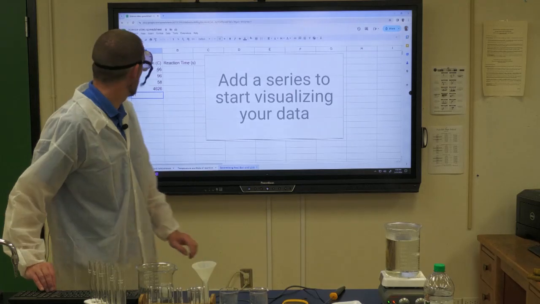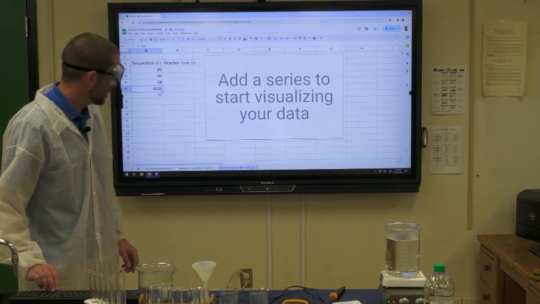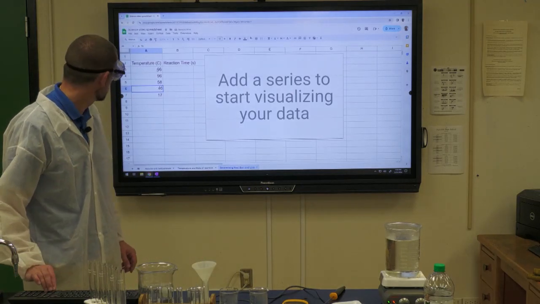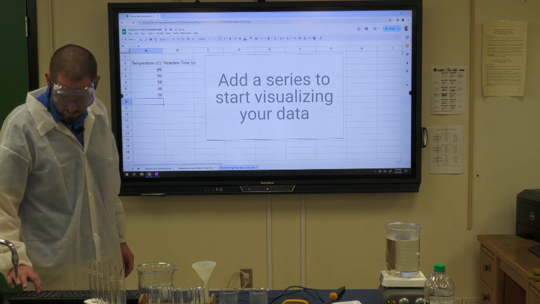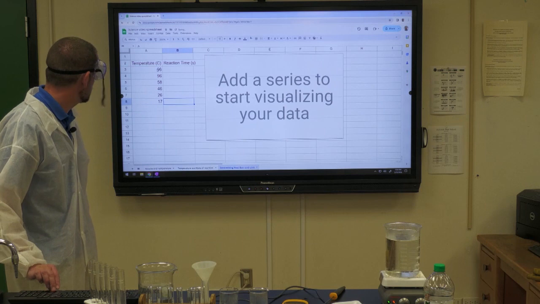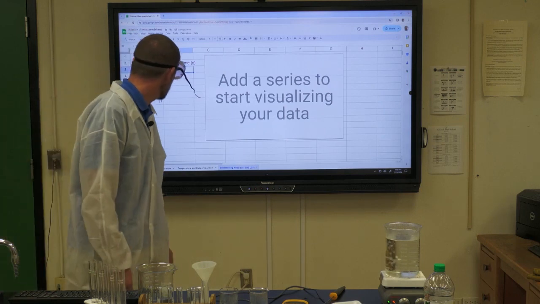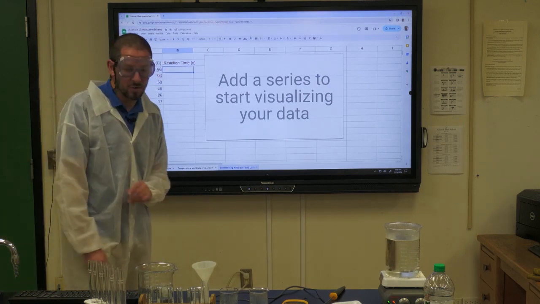All right, now I've got all my data. Oops, I messed up my data. So 46, 26, 17. Ultimately we're going to be graphing this in the end, so we're going to be looking at how it relates. But we're going to start off with our one that's 96.